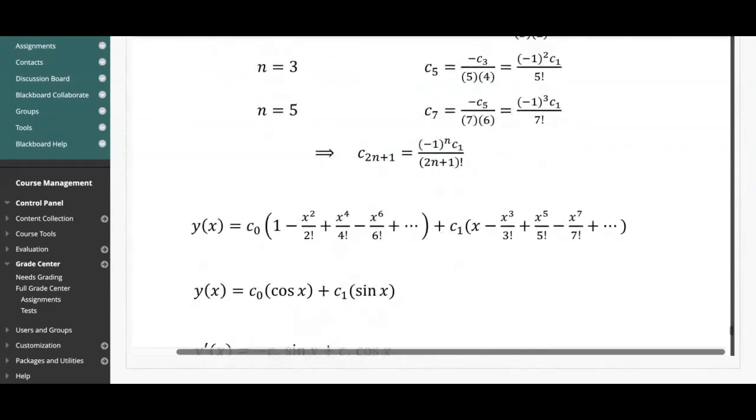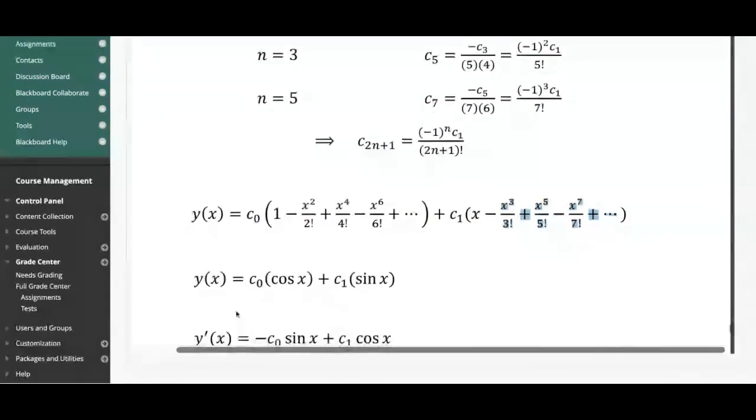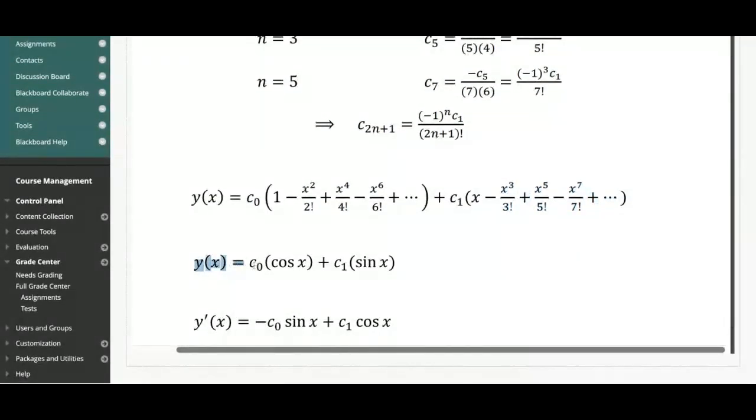So plug back in, right? Calculate a couple of terms. We get y of x equals C naught, you know, calculate a couple of terms, we get this pattern. For even, for odd, we get this pattern. Obviously, this is cosine, this is sine. So our solution is C naught cosine x and C1 sine x.